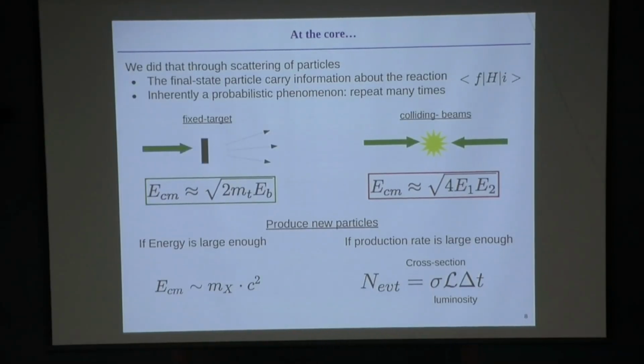We want to make particles interact or scatter off each other, and based on the information about the initial and final states, understand the dynamics, the forces that govern those interactions. The particles that I showed were discovered at colliders. There were two types of experiments: either what we call fixed target, where a beam of particles hits something at rest and produces some outgoing particles, or what we call colliding beams, where you have two beams of particles that hit each other.